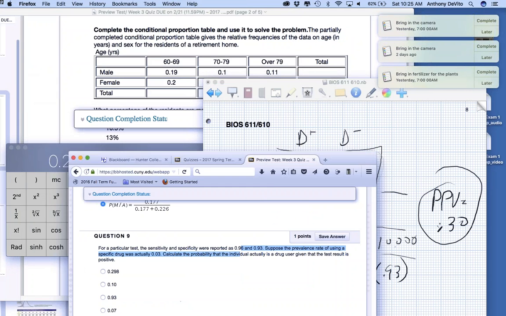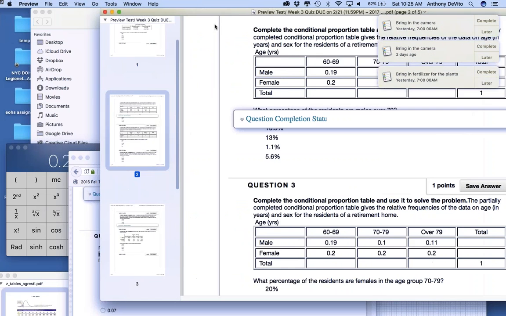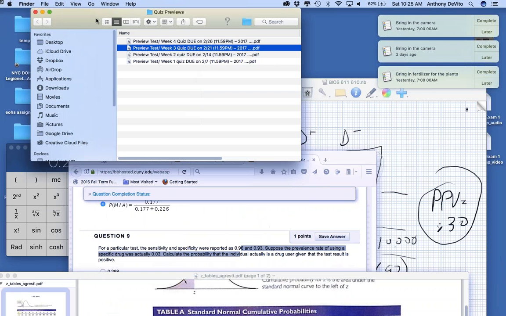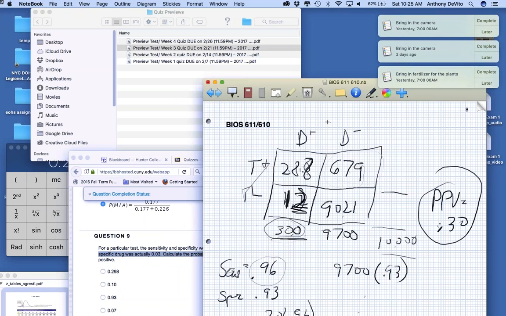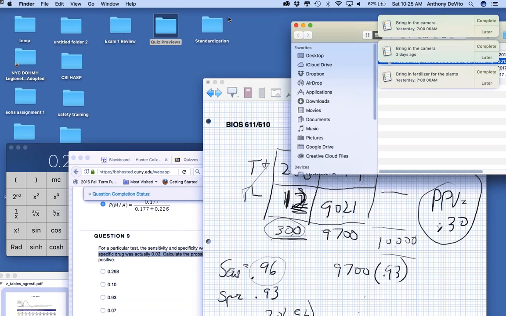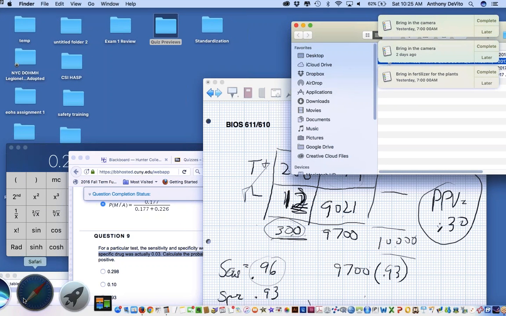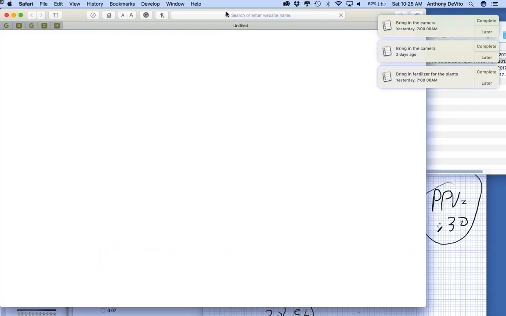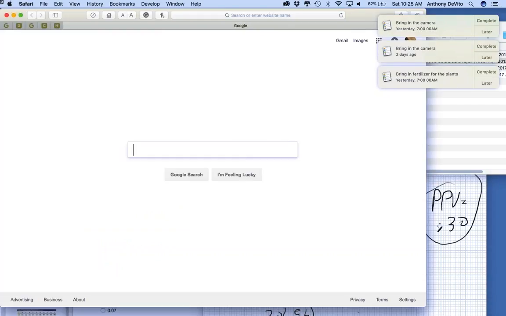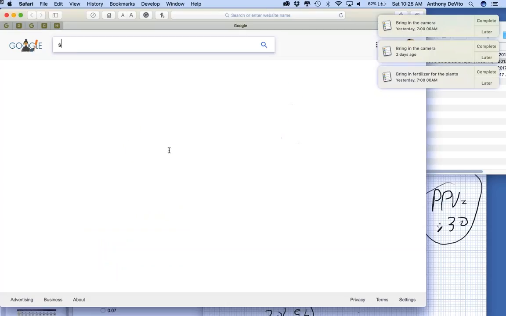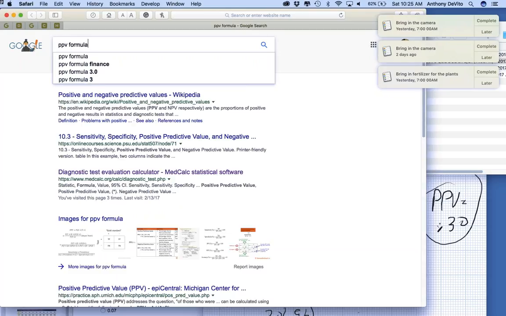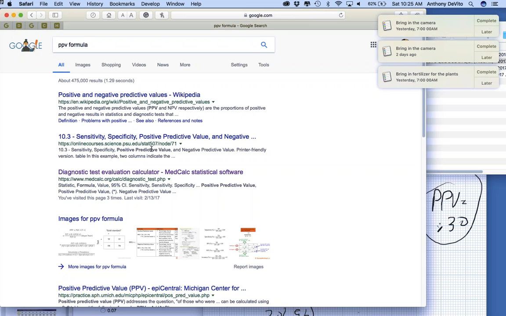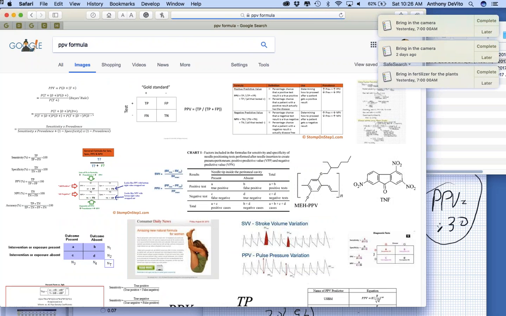The first thing I've got to do is find that formula for sensitivity, and I think I have it on here somewhere. Let me see if I can find it. Actually, I'll Google it, worst comes to worst. You will presumably have the positive predictive value formula written down, so you won't have to do this for the exam.